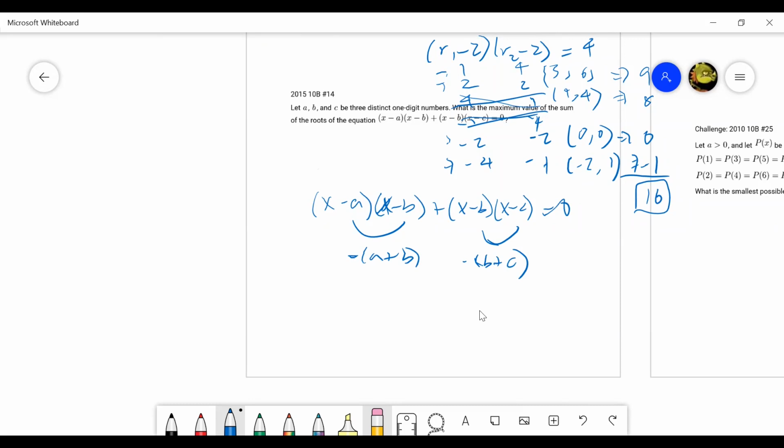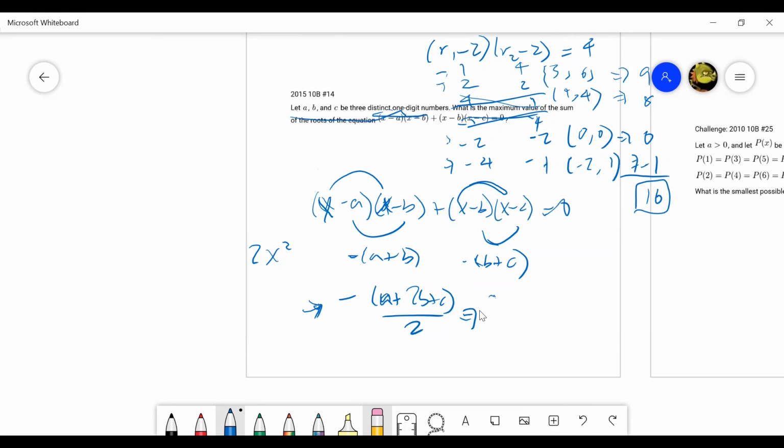And we also know that the coefficient of x squared is going to be 2, because we have an x squared from the first product and an x squared from the second. So the total sum of the roots of the actual equation is going to be negative of negative (A plus 2B plus C), all over 2. The negative goes away because we're taking the negative of the coefficient. So we really just want to find the maximum of (A plus 2B plus C) over 2 when A, B, and C are distinct one-digit numbers.